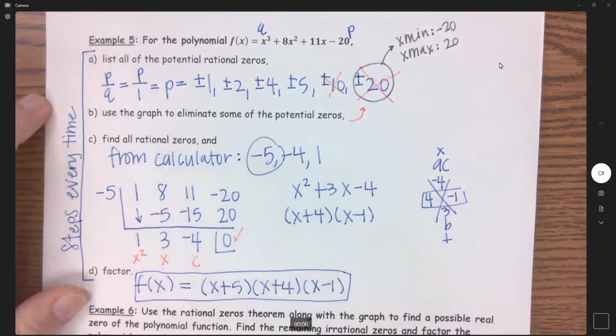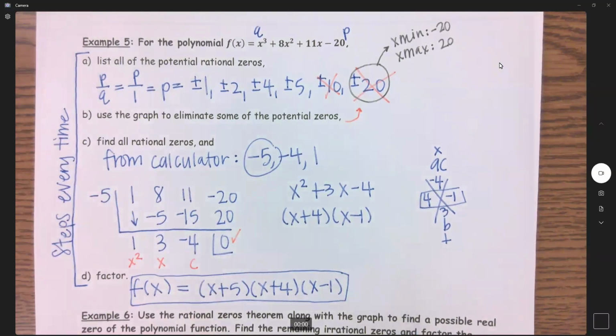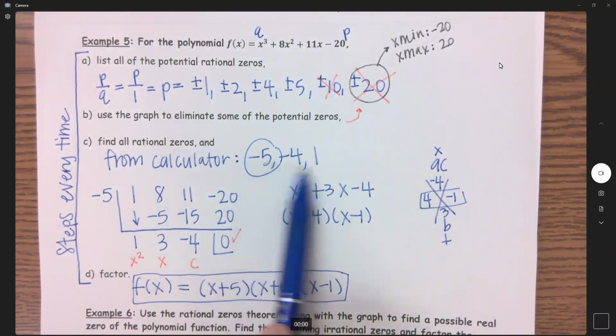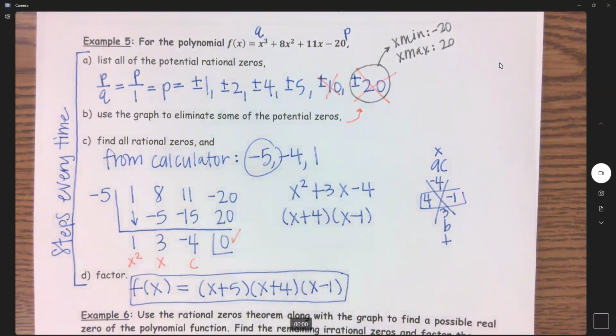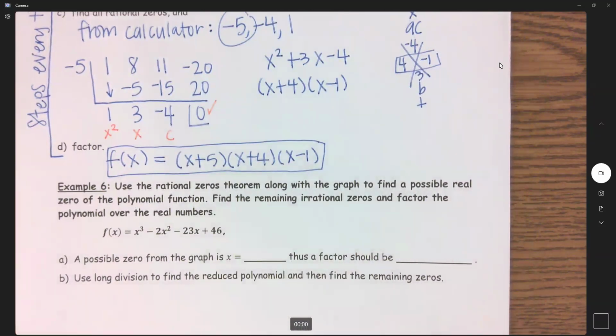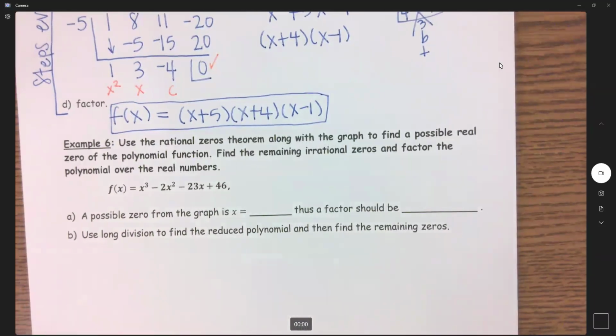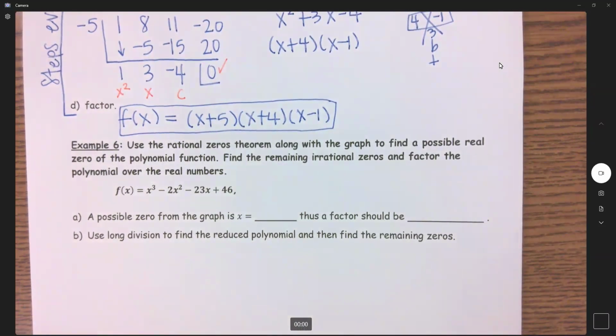Now, we're going to use these steps every time, even if it doesn't walk us through it. If you come to this problem and you can see all of your 3 rational zeros or 4 rational zeros, you don't need to go through this process, but I wanted you to see where we are heading, which is where we're heading right here in example 6. Example 6 says, use the rational zeros theorem along with the graph to find a possible real zero of the polynomial function.